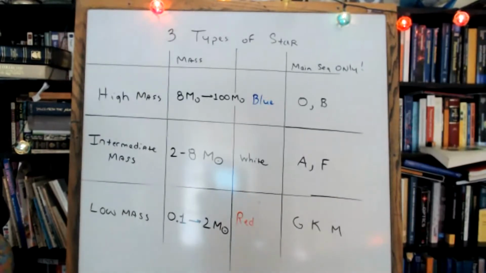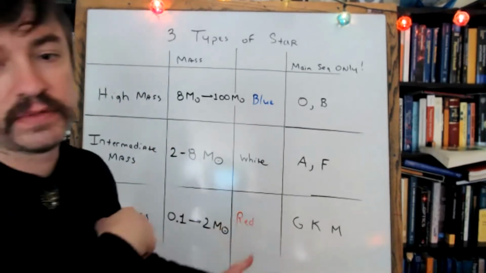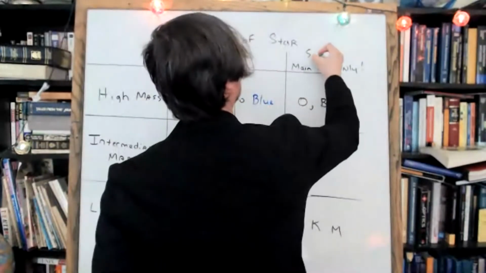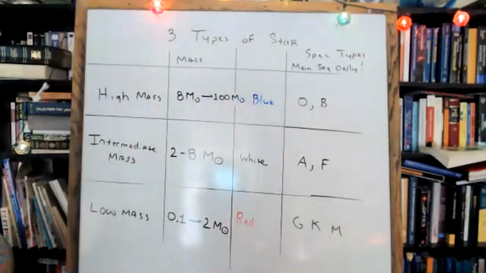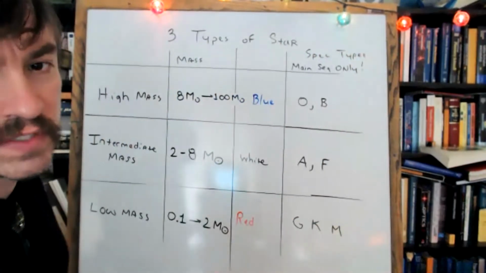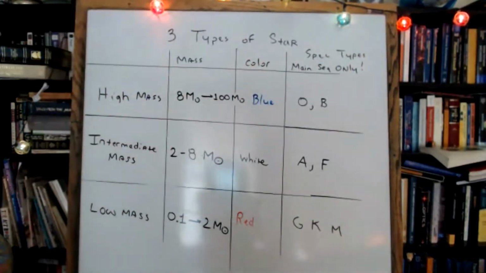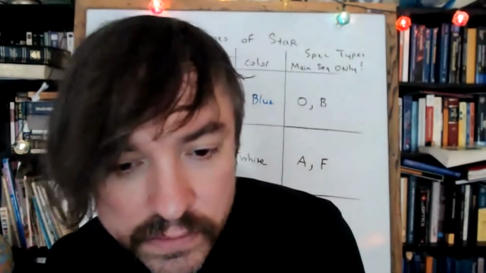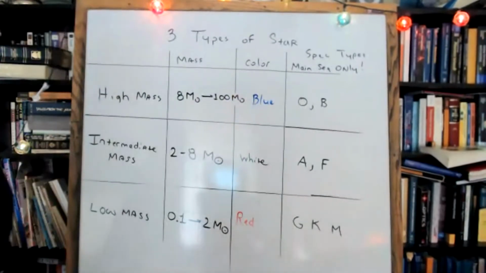I missed the part. What does the OBAFGKM stand for? Oh, it's in the order. Got it. The spectral types, right? These are spectral types. Sorry if I wasn't clear about that. This is the color, and this is our general category of star. So what is this? Oh, beautiful and fun.